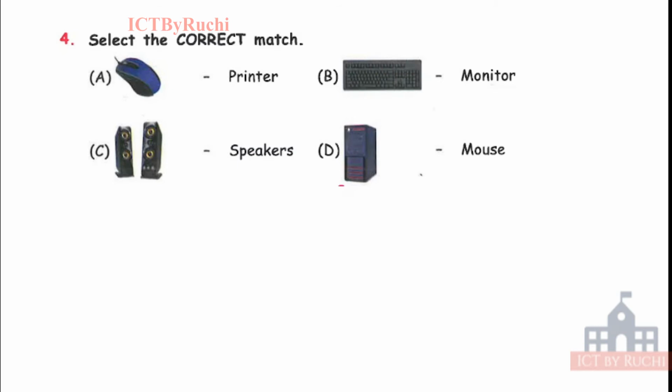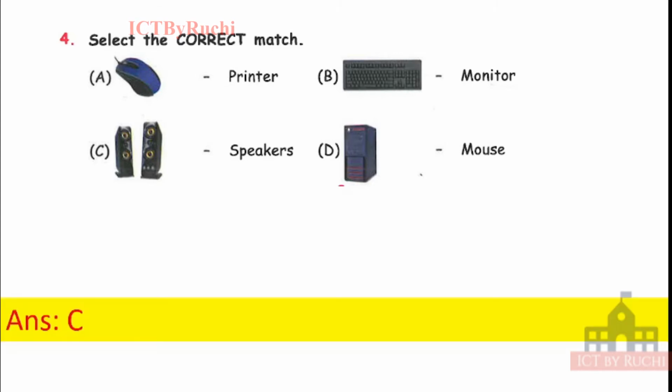Next, select the correct match. We have to read printer, speaker, monitor and mouse, and find which is the printer. Is the picture at option A a printer or not? Option B monitor: is the picture at option B a monitor or not? Option C speaker: is the picture of a speaker here or not? Option D mouse: is the picture in front of option D a mouse or not? So think. Answer is C, speaker. It's very easy.